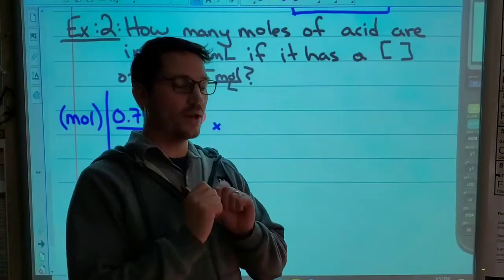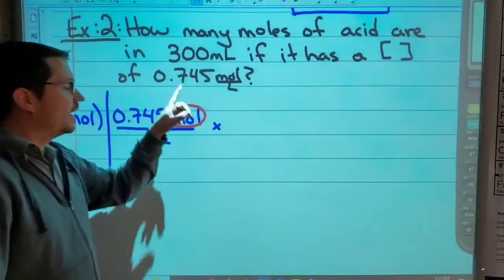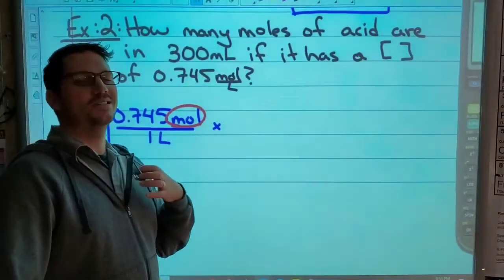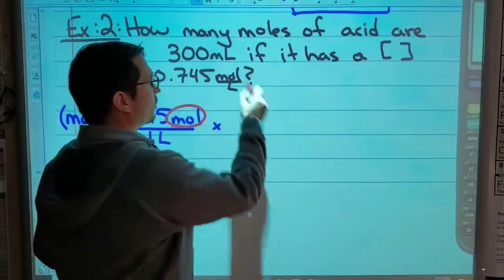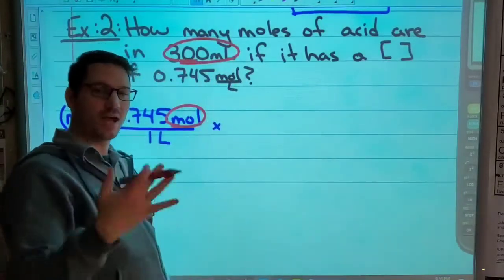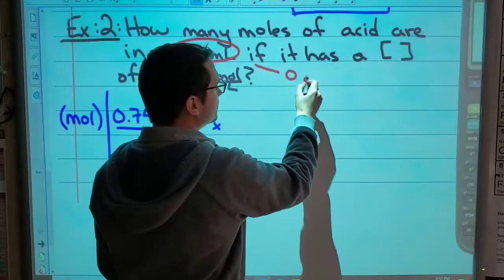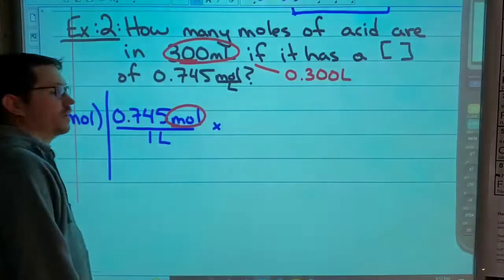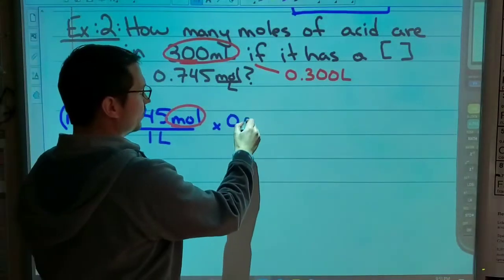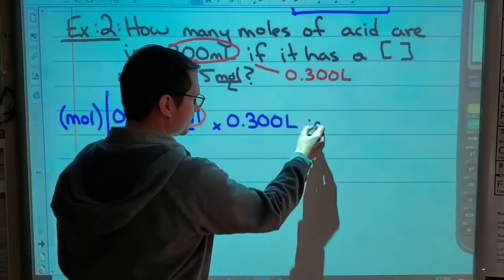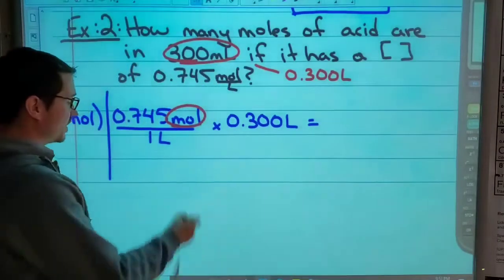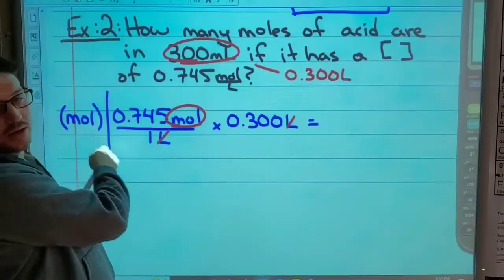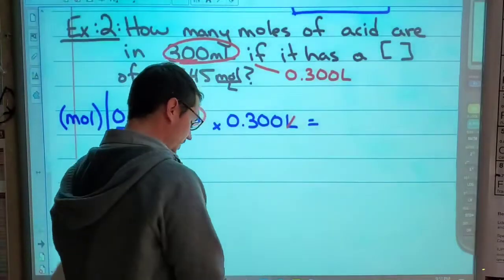So what you have to do is convert 300 milliliters to liters. Do this in whatever way you want to do it. Convert it in the actual unit analysis section if you want. I've always done it as an aside. So 300 milliliters divided by 1,000 is going to be 0.3 liters. So I'm going to multiply by 0.3 liters. This allows us to cancel liters and liters, and we're left with moles. That's what we wanted. That's the reason why we told ourselves we wanted that.